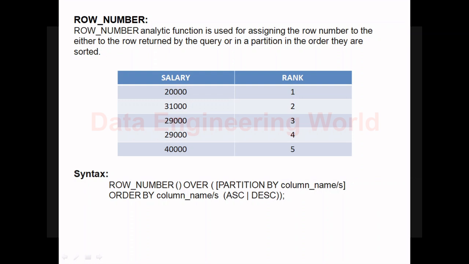Like you can see here in the given table, we are calculating the row number for the salaries. So even though the salary is tied in the third and fourth row, it does not assign the same number to it. It consistently assigns the number in an incremental fashion.